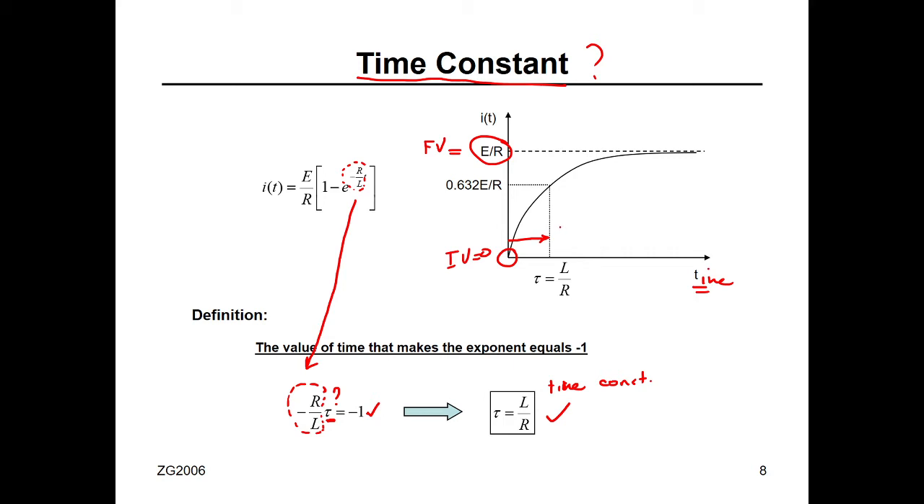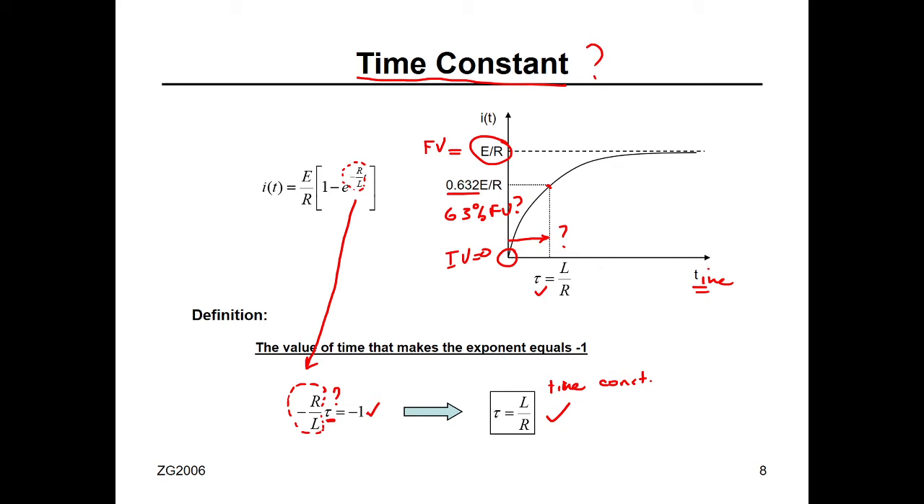How much time it takes to reach about 63% of your final value. The time it takes for your response to reach about 63% of the final value, we call it what? We call it time constant. This is the physical meaning.